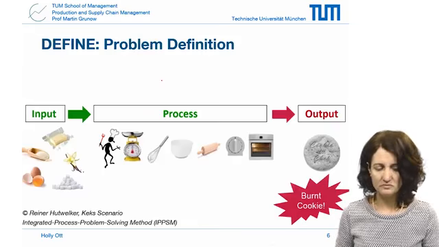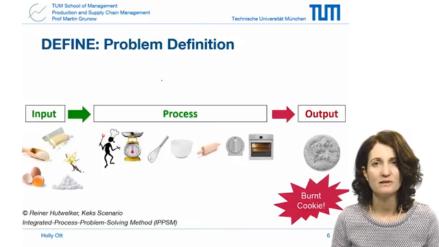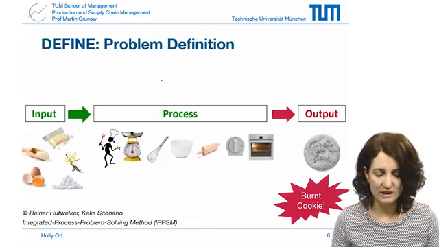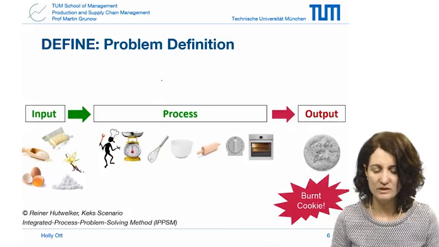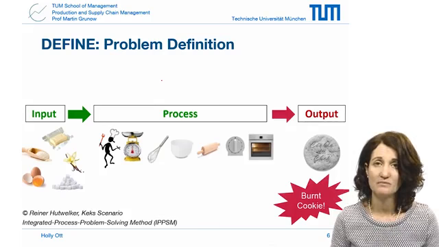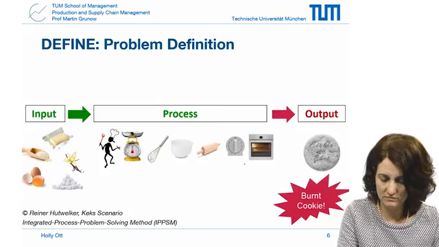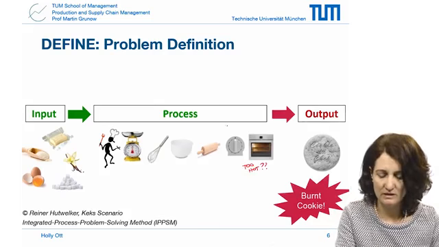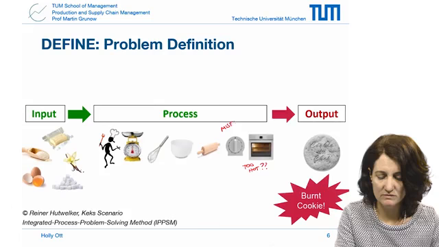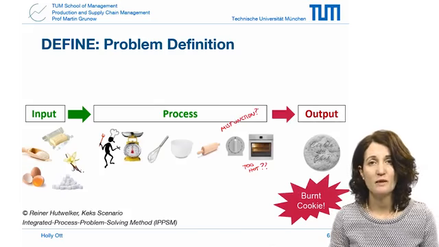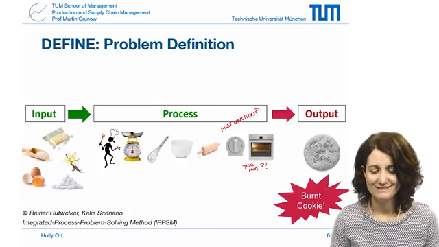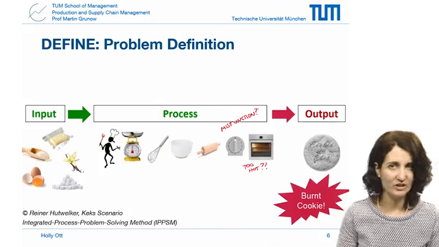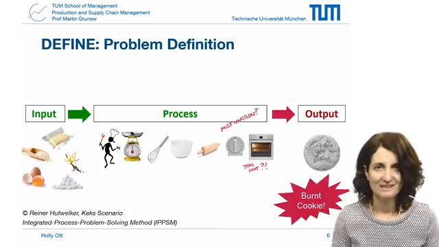Just to show you, here we have our cookie baking process. Now we have all the different inputs to the process. We have the process itself with the resources that are used, and we have our burnt cookie. So here, what's the problem? Could it be that the oven was too hot? Could it be that our timer malfunctioned? And we left our cookies in too long? What could be our problem? Now, you guys, I hope you're all shaking your heads and saying, she doesn't get it.